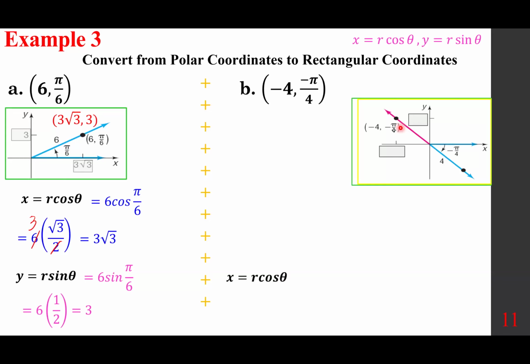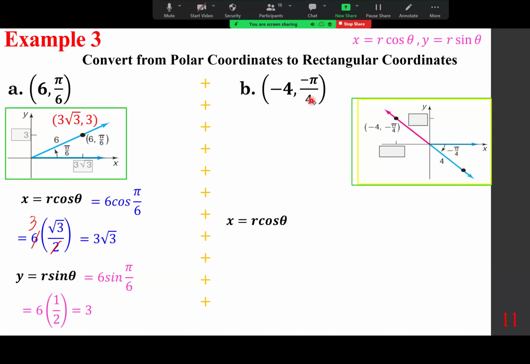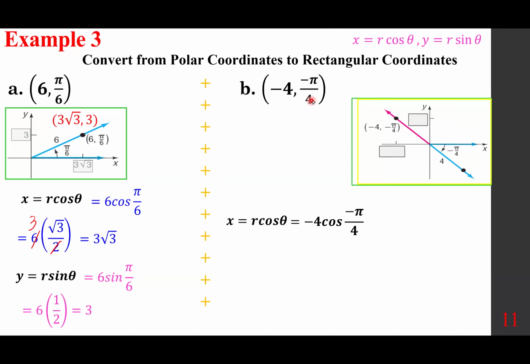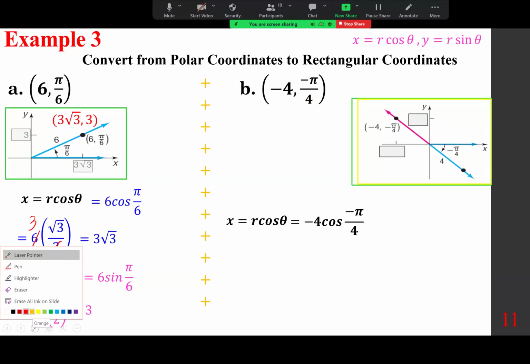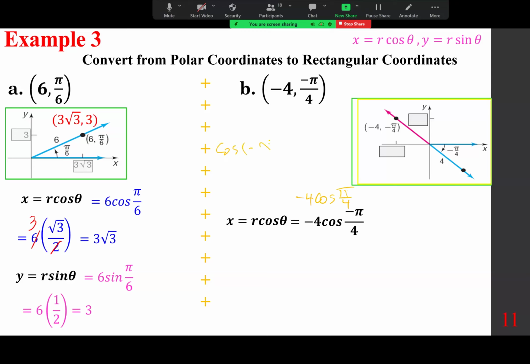All right, x equals r cosine theta. That means x equals negative 4 times cosine of negative pi over 4. Cosine is an even function, so this is minus 4 cosine of positive pi over 4. Again, cosine of minus x is the same as cosine of x. Cosine is an even function. So minus 4 times cosine of pi over 4, which is square root of 2 over 2. This goes away. This changes to negative 2. So negative 2 square root of 2. So that's pretty straightforward, everybody.